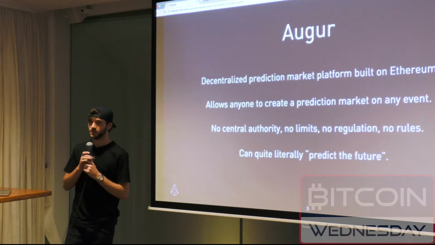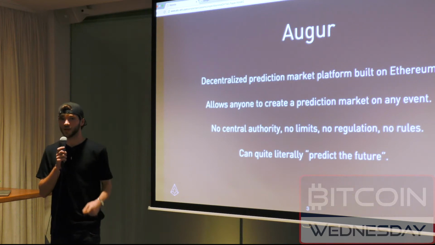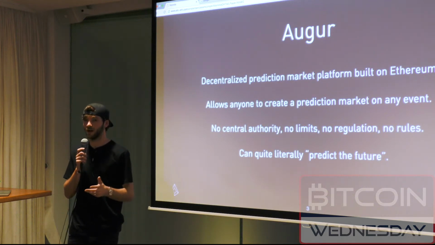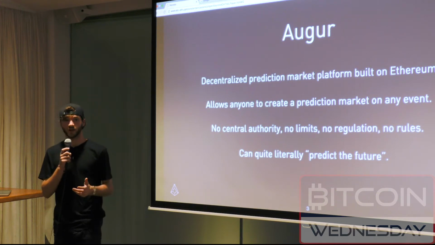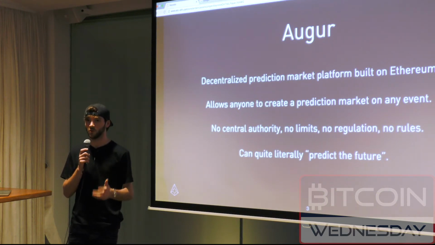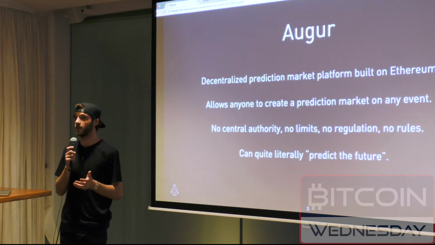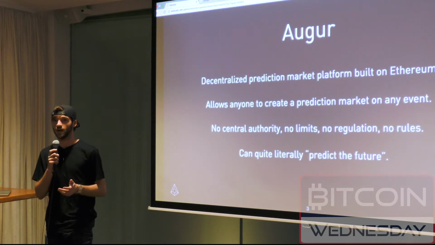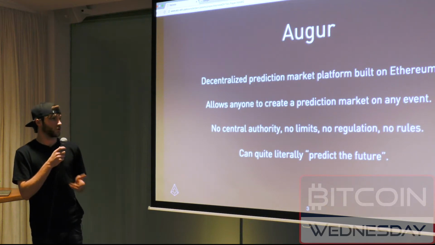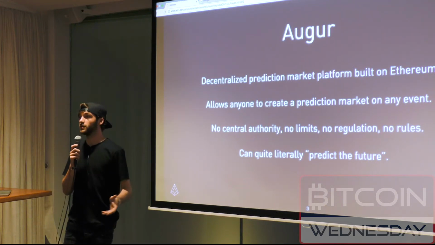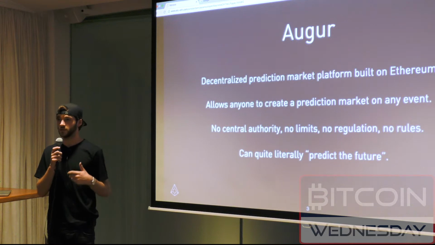So let's start. Augur is a decentralized prediction market platform. It's not a prediction market itself. Augur is software that allows users anywhere in the world with no restrictions to come on and create a trading market on the outcome of any future event. There's no central authority, there's no limits, there's no regulation, there's no rules. It's in the same way Bitcoin is.